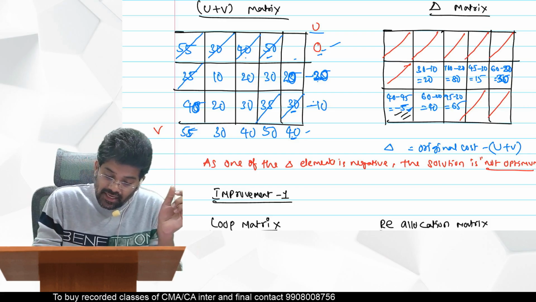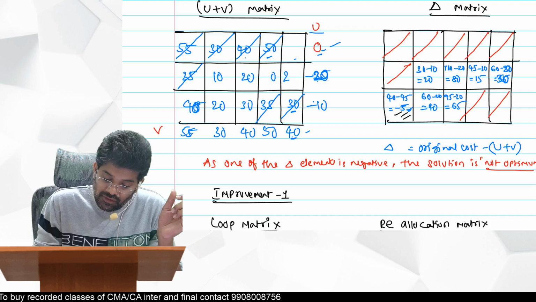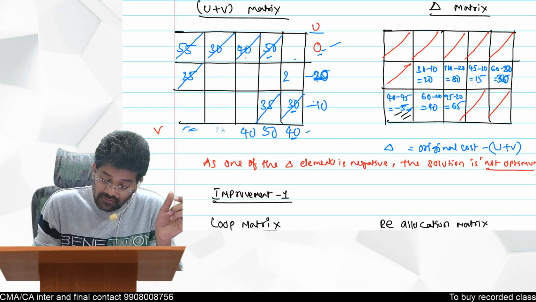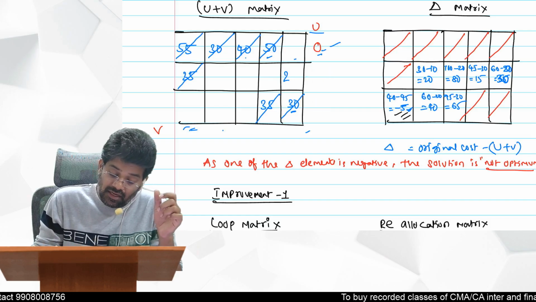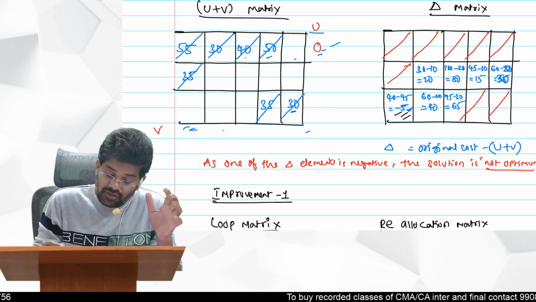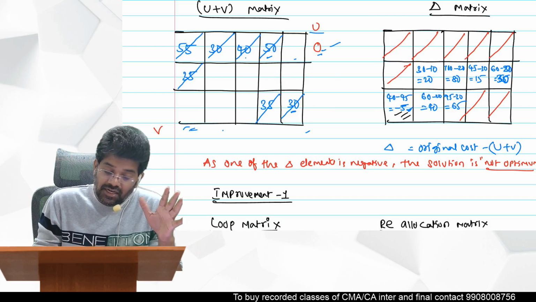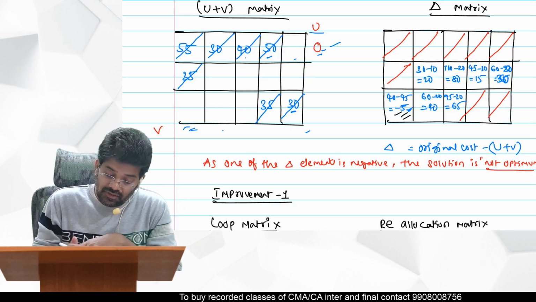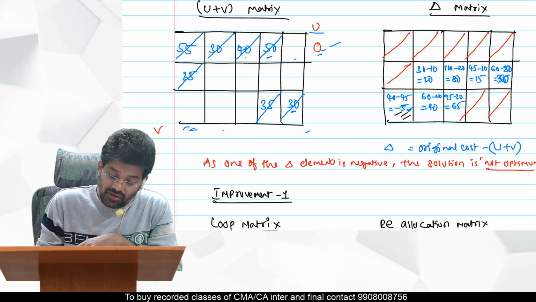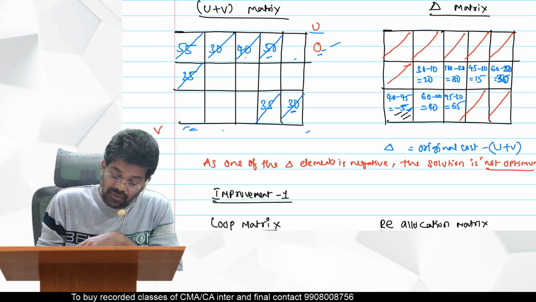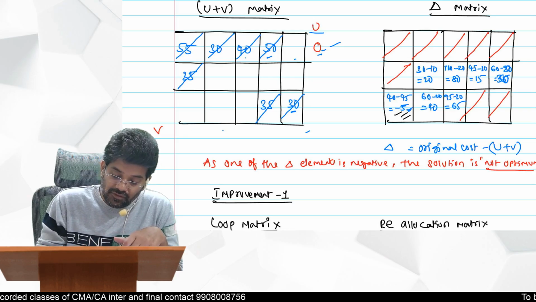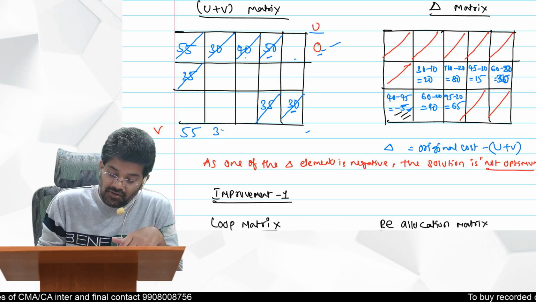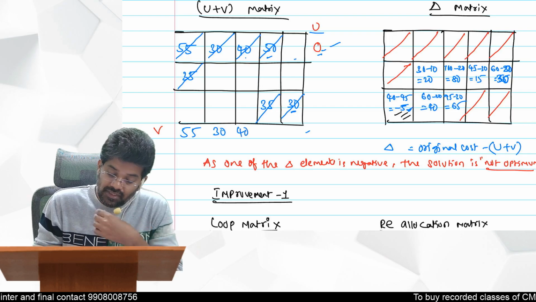Let me do this again so that you will not get confusion here. First, what we have to do, we have to take allocated values, no? Allocated quantity we should take. So I took all the allocated. Now first let u is equal to 0. So that means u plus v must be equal to this cost. So 0 plus what is equal to 55? 55. So this is 55, this is 30 only, this is 40. Now this is 50.